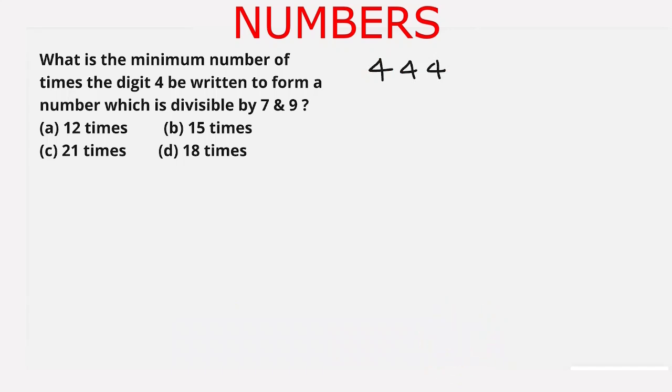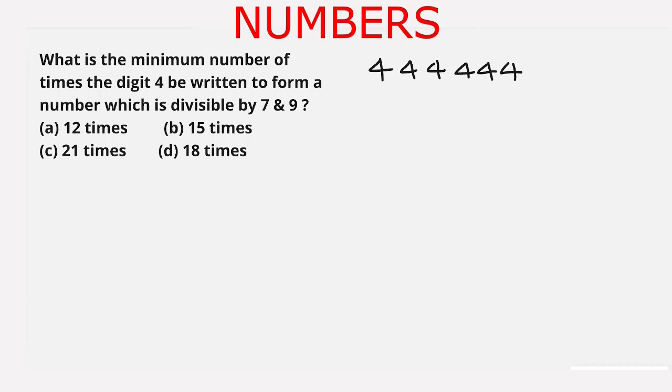If 444 is written 6 times, then this number is divisible by 7, 11, 13 and 37. But if the digits are not written in a multiple of 6 times, that is 6 times, 12 times, 18 times, 24 times, then this number will not be divisible by 7 or 11 or 13 or 37. But we are concerned only with 7 and 9.